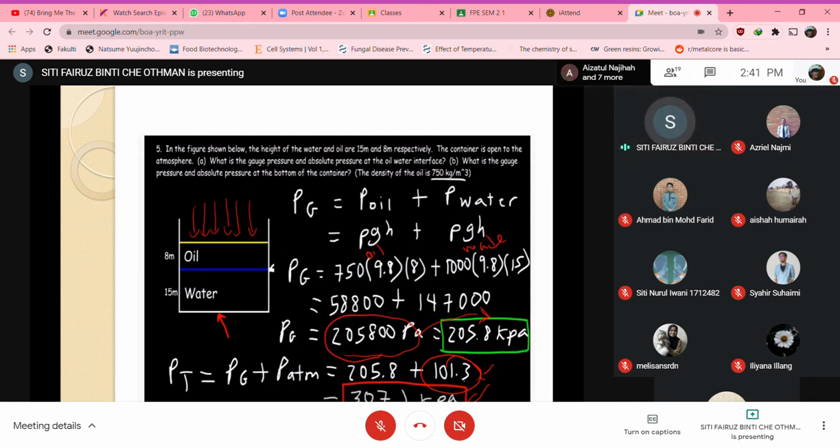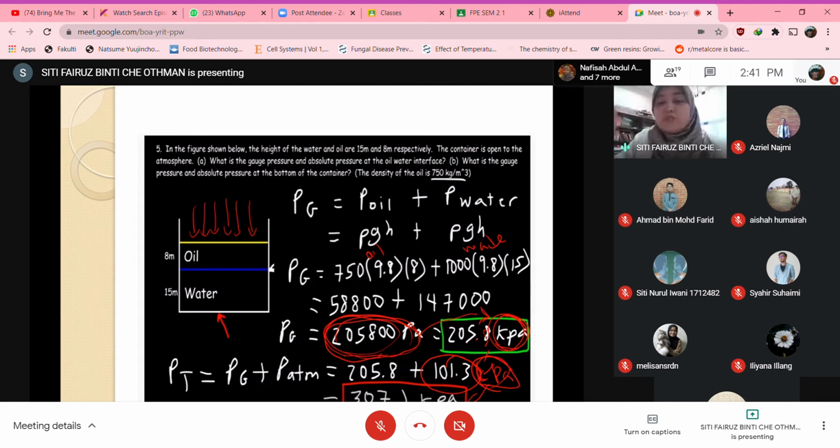Okay, ini kilopascal tau. Okay, ingat. Remember to check the unit. So this one is in Pascal. Then you convert to kilopascal, that's why you get 205.8. Okay, then only then, once you convert to kPa, you will actually add 101.3.